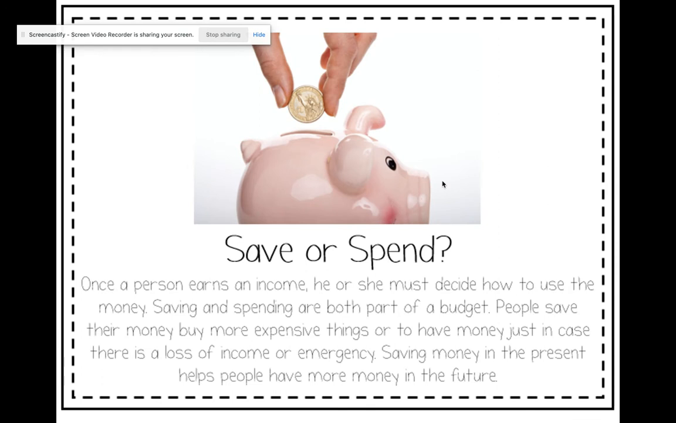Once a person earns an income, he or she must decide how to use the money. Saving and spending are both parts of a budget. People save their money to buy more expensive things, or to have money just in case there's a loss of income or an emergency. Saving money in the present helps people have more money in the future. So it's always good to take some of your money and not spend it and put it back so that you are saving money.